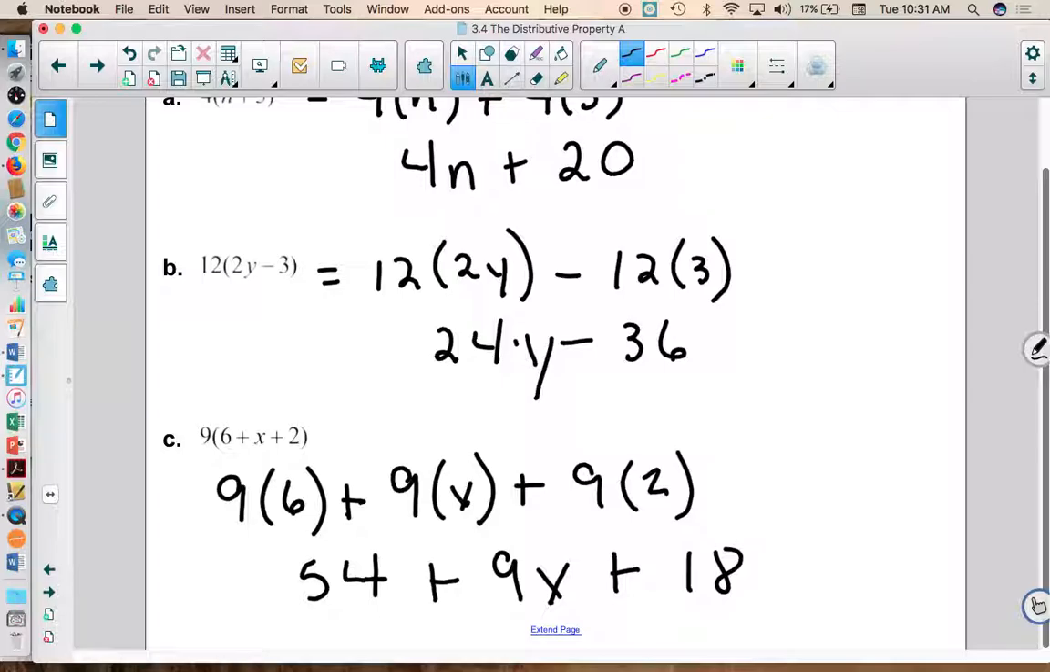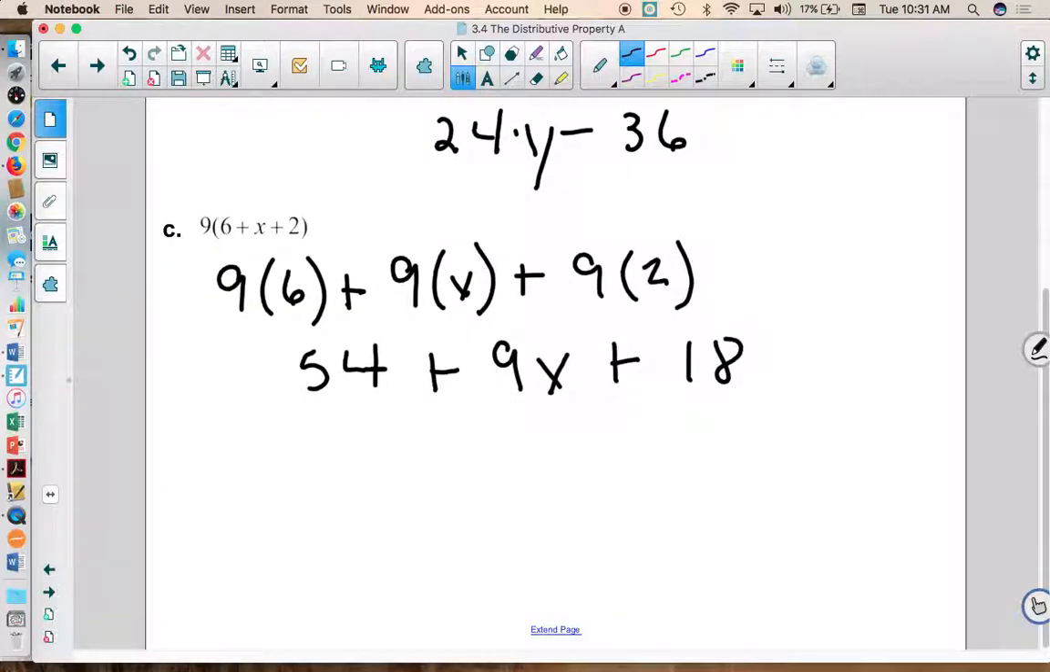Can I do anything else to this one? Because it said I had to simplify. What do I need to do, Ben? I need to add the 54 and the 18 because they're like terms. And the commutative property would let me put them together. So I'm going to say 9x plus 54 plus 18. What do you get when you add those two together? 72. Plus 72. Can I go any farther? No. That's the only like terms I have.